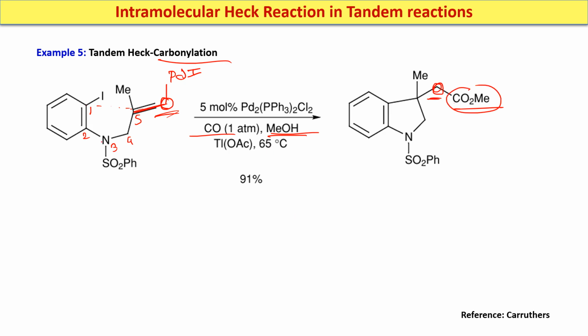So this is why this is under tandem reaction, because after the first Heck reaction, further there is CO insertion happening. Why? Because of this reagent reaction condition. Okay, so that is the example of tandem Heck carbonylation, where the tandem reaction is some carbonylation reaction, and in presence of alcoholic co-solvent, we are getting S star CO2Me.